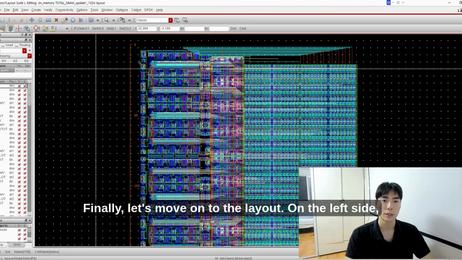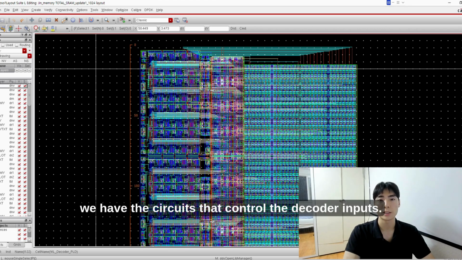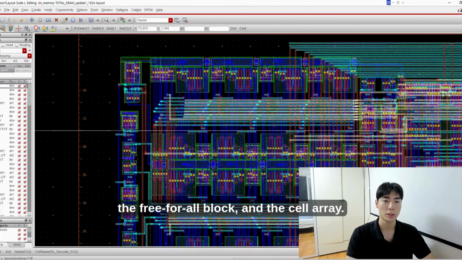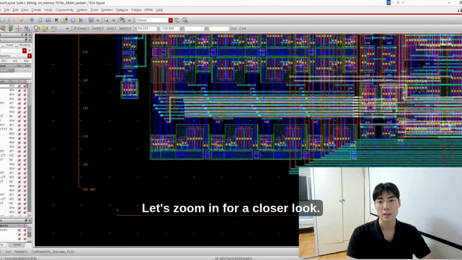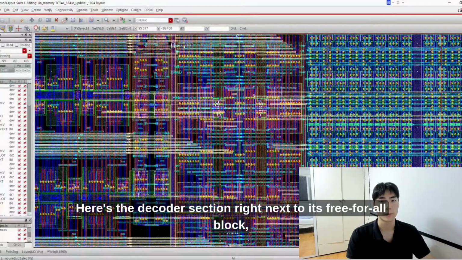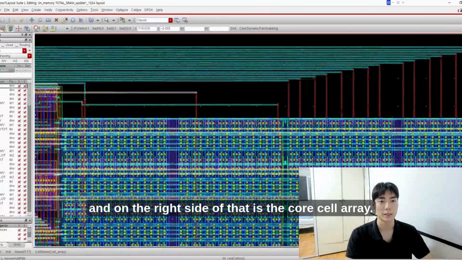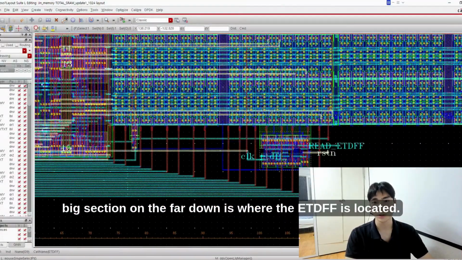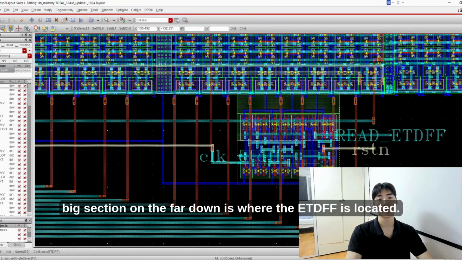Finally, let's move on to the layout. On the left side, we have the circuits that control the decoder inputs. Next to them are the decoders, the peripheral block, and the cell array. Let's zoom in for a closer look. Here's the decoder section right next to its peripheral block, and on the right side of that is the core cell array. Moving further along, the section on the far bottom is where the ETDFF is located.